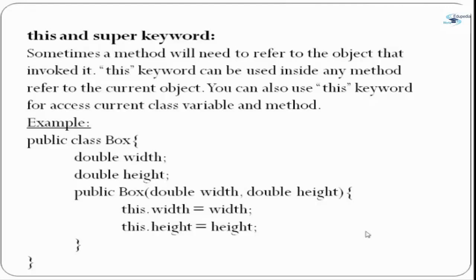Okay, so I hope you got the purpose of using this. And why can't we simply use width equals width? Well, it will create an ambiguity because the compiler will have difficulty understanding which width is on the left hand side, whether it is the width that we are passing as a parameter or whether it's the width of the current class. So just to clarify it to the compiler, we are using this.width, which means this is the width of the current object.